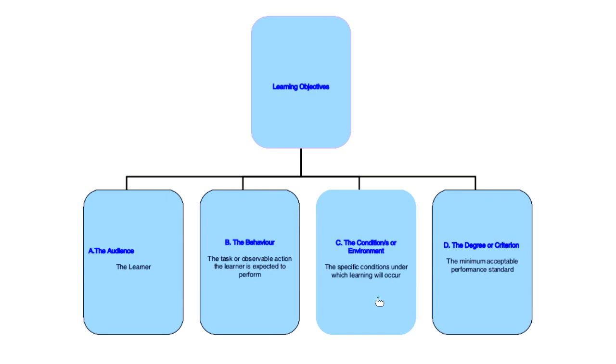The condition under which the learning will occur, and that would depend on the field you're in. So you set up what kind of conditions you want that behavior to take place in. And then you have the degree or the criteria, the minimum acceptable performance standard. That's a more complicated approach to writing the objective. But the elements to take note of are the audience and the behavior for sure. You must have at least the A and the B in a learning outcome.